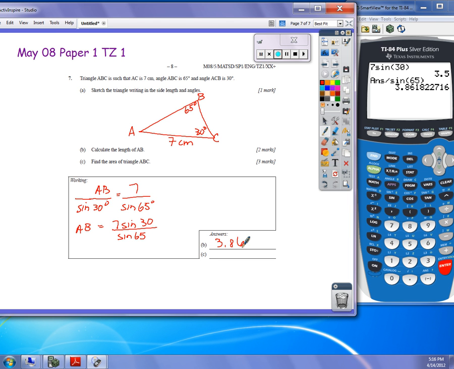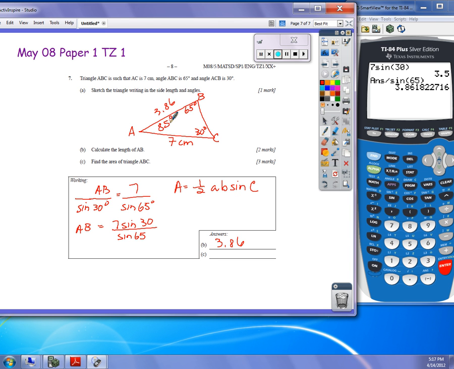And remember that the area of a triangle is equal to 1/2 AB sine C. So C is the included angle. Now you're going to have to do a little calculating here. So we just figured out that AB is 3.86, and to use the formula I need to find the angle that's missing. So that would be 85 degrees right here.